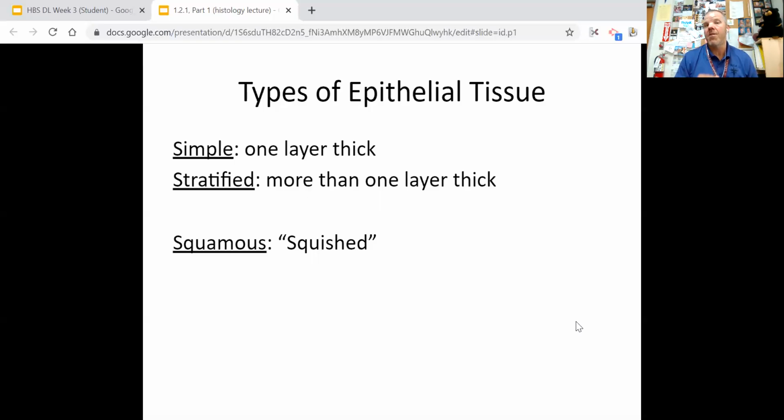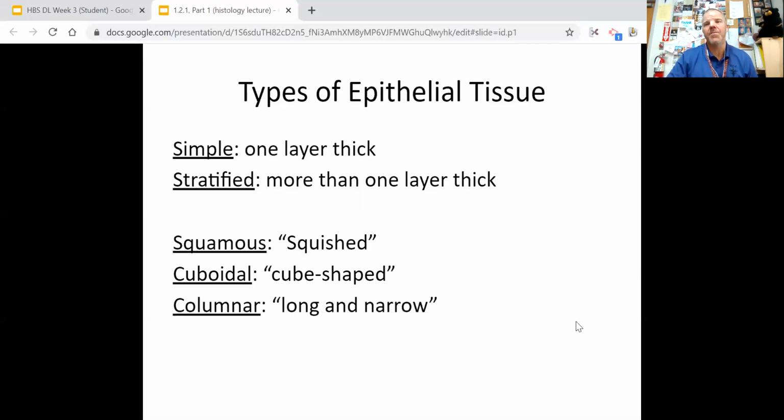If there's only one layer of it, then we call it simple squamous epithelial tissue. If there's more than one layer of squished cells, we would call it stratified squamous epithelial tissue. Now, there are other shapes of epithelial tissue. Another shape is cuboidal, and it looks like little cubes or sometimes little circles, right? We can't call something cubes. It doesn't sound scientific enough, so we call it cuboidal. And again, cuboidal can be simple cuboidal or stratified cuboidal.